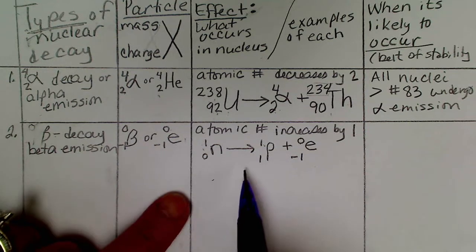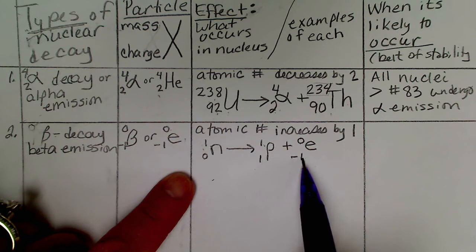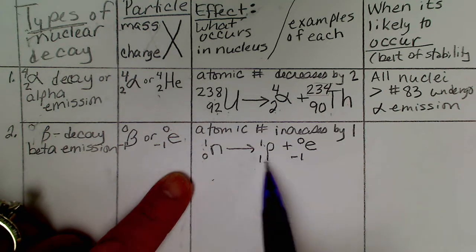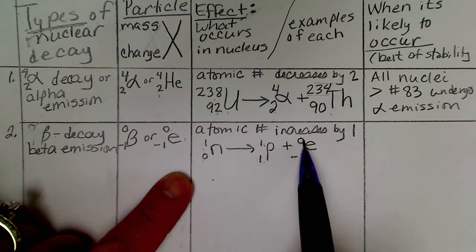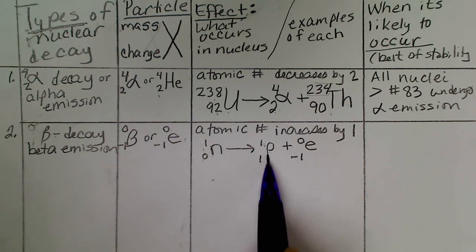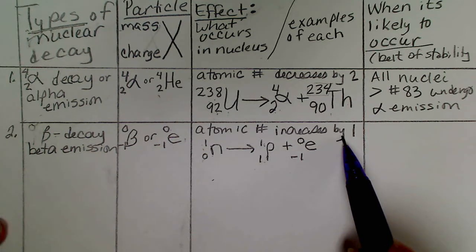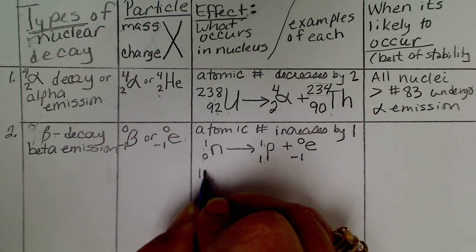So again, any equation that we write, the charges across the bottom have to add up on both sides and be equal. So +1 and -1 equals 0. 1 plus 0 equals 1. And so when a neutron turns into a proton, then that nucleus has 1 extra proton. So that's why the atomic number increases by 1. And a common example of that is carbon-14.